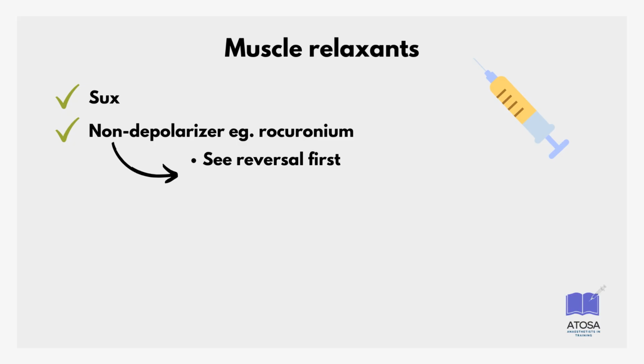You are likely only going to require 20 to 30 minutes of paralysis, so start with half an intubation dose of rocuronium. It will take a couple of minutes to work, but you don't want to overdose and not be able to extubate when the surgery is complete.